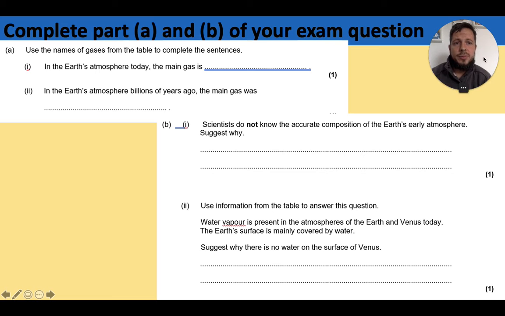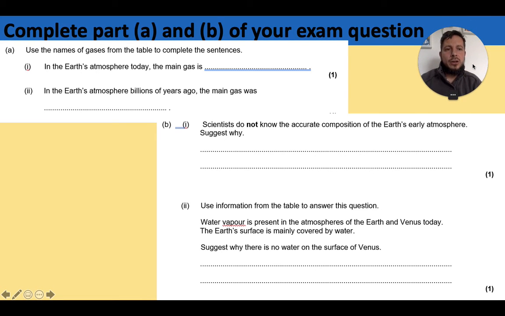So you should have been given a little resource pack as well, and in that resource pack there was an exam question. Now I'd like you to try and complete parts A and B of this exam question for me. So pause the video, find that exam question, and complete parts A and B of that for me now, please.